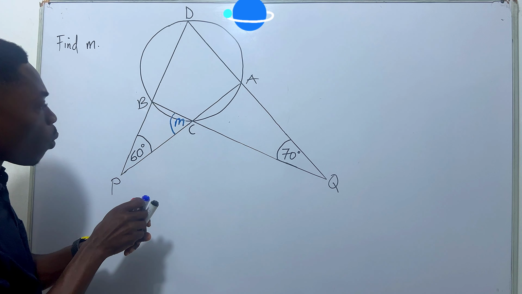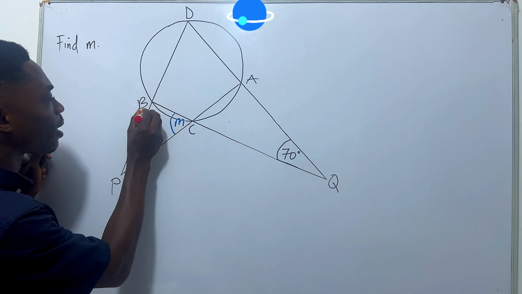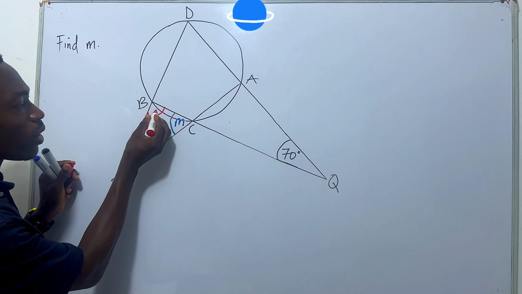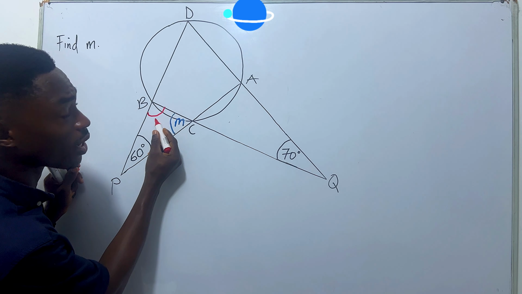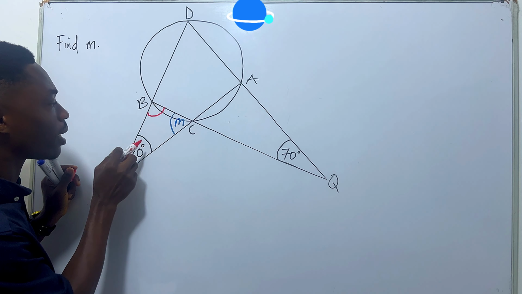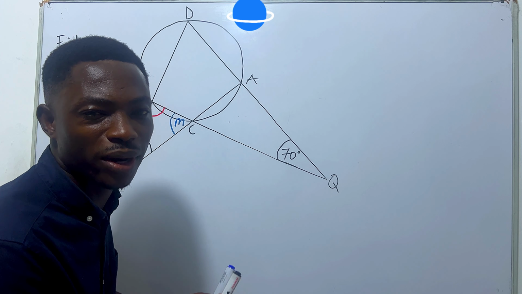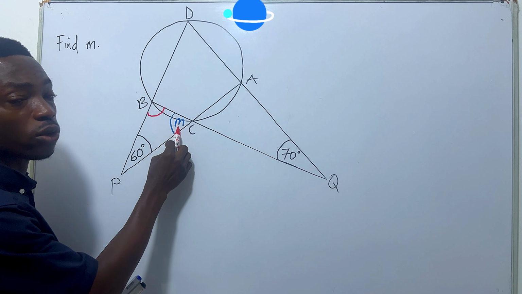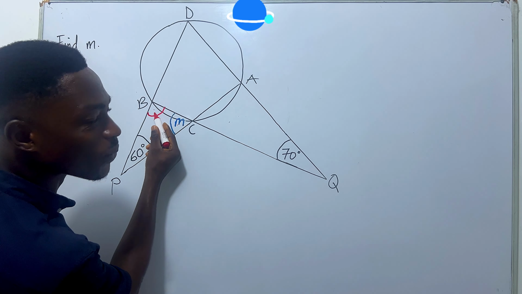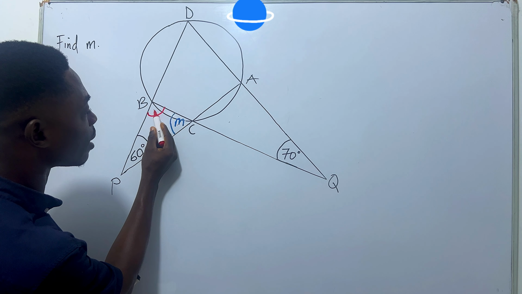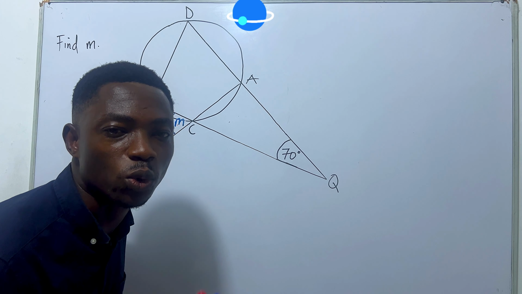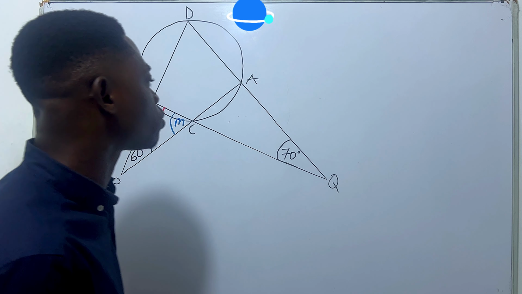You notice that once we know this angle over here from triangle BCP, indicated with the red marker, when we add these three angles, we can equate to 180 and then find the value of M. But the problem now is that we don't know the angle right here. Once we are able to determine this angle, the question becomes pretty much easy. So how do we do that? That is the problem we have to ask ourselves.